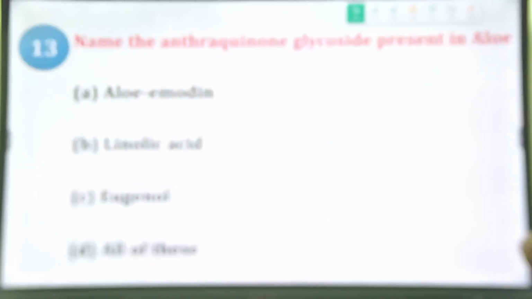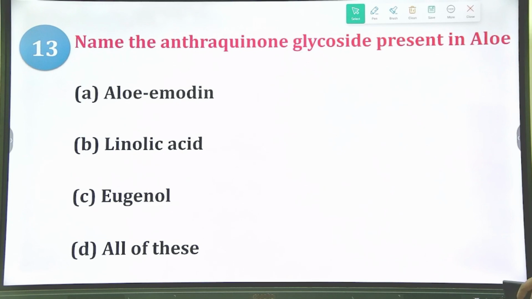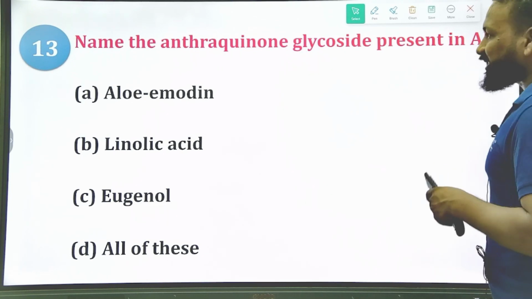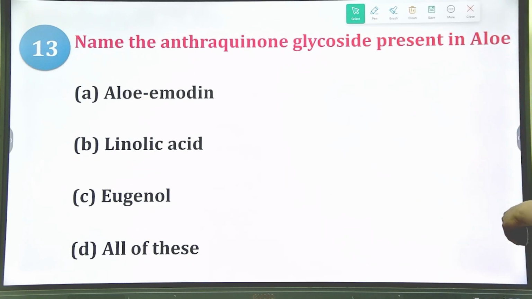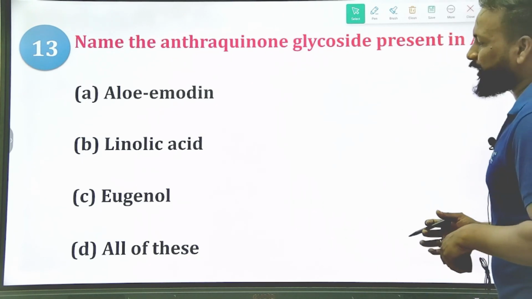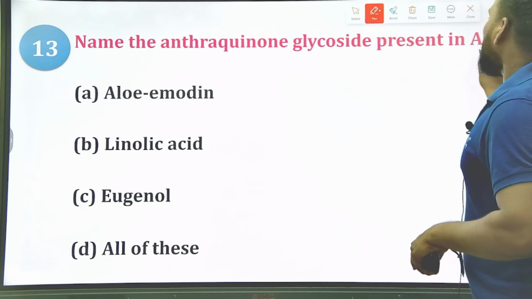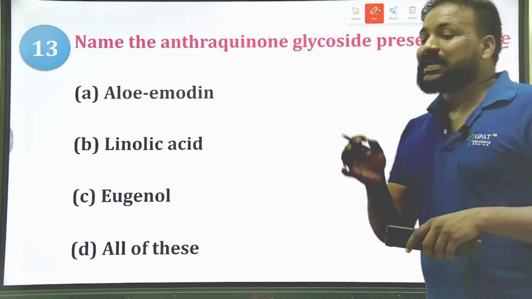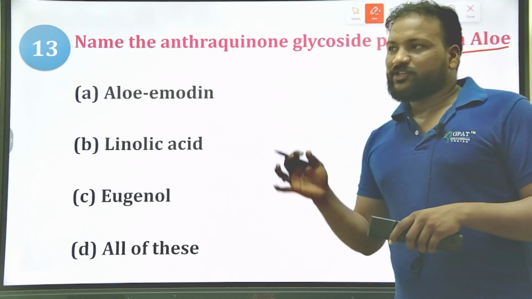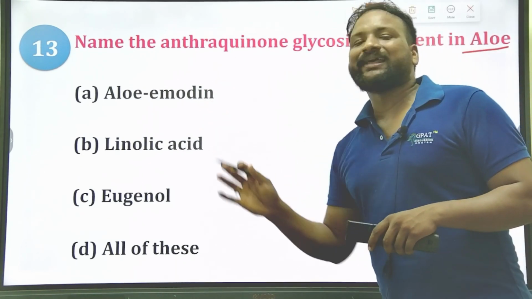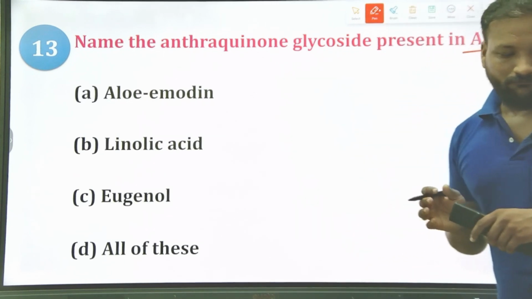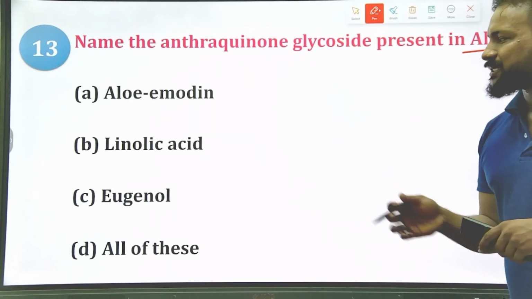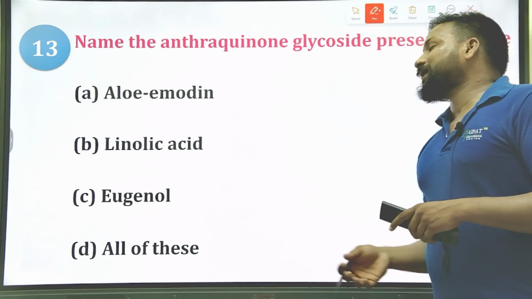Name the anthraquinone glycoside present in aloe. Option A, aloin; B, linoleic acid; C, eugenol; and D, all of the above. Yes, aloe is an anthraquinone glycoside drug, but they are asking what anthraquinone glycoside is present, which means what is the active constituent of aloe. Direct question.